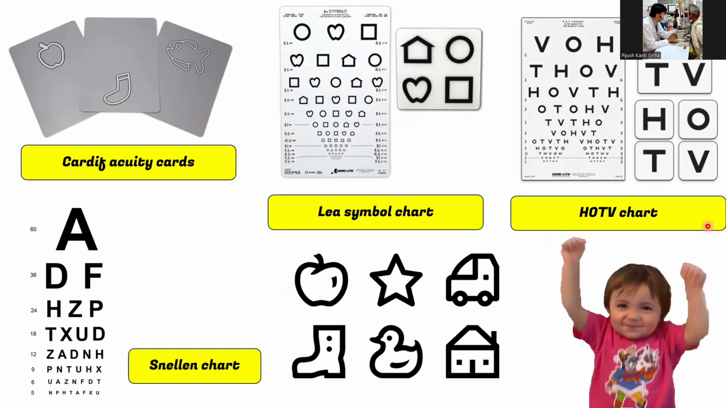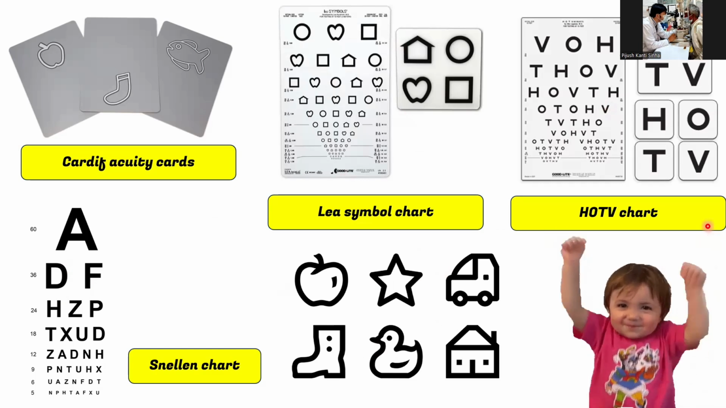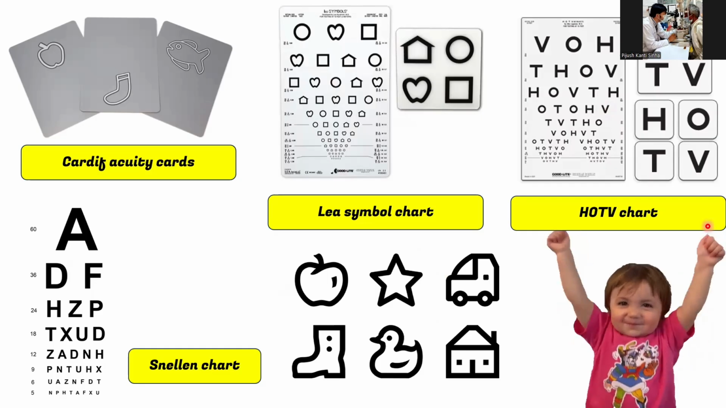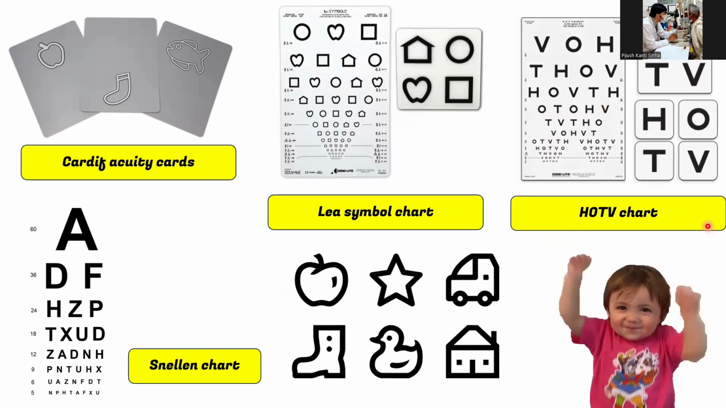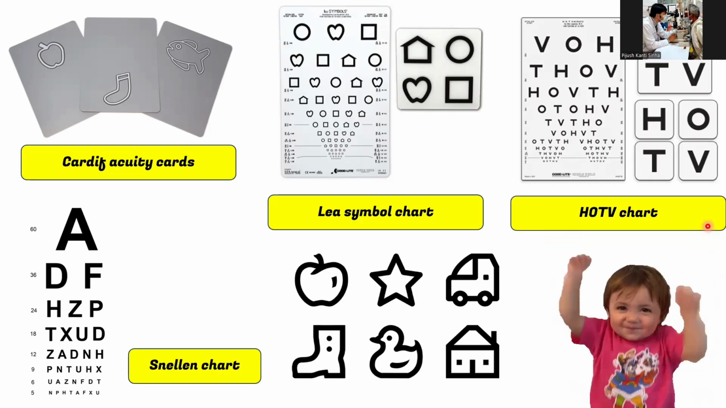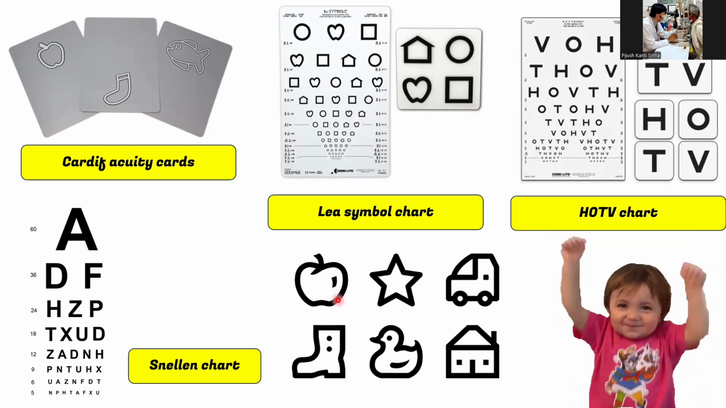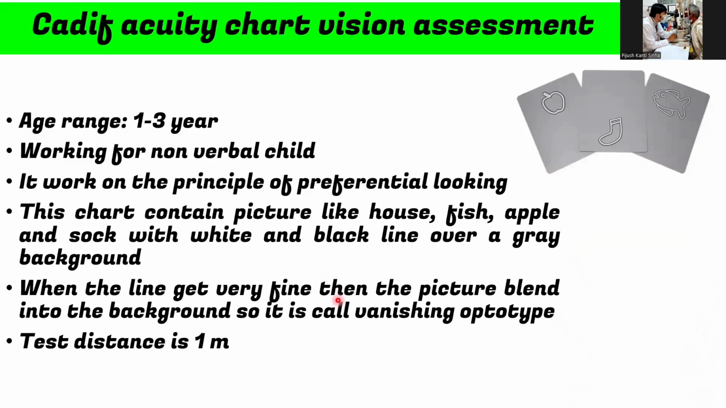Leah symbol and Keys picture test charts are both used to test visual acuity in preschool children. They use different sets that are very easily recognizable by the children. In Leah symbol, you will get 4 pictures: circle, square, house, and apple. Whereas in Keys picture, you will get 6 things like house, star, apple, shoe, and duck. So this is the Keys picture. The difference is only the amount of pictures available there.